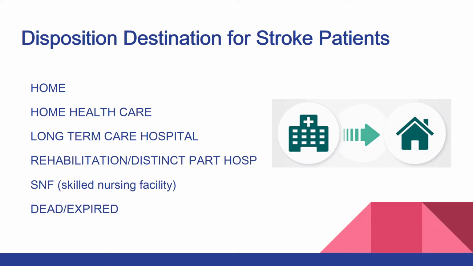Our goal is to predict the disposition destination for stroke patients using information available in MIMIC during the first 24 hours after patient admission. Possible destinations include home or home health care, meaning home with outpatient therapy referral or home health aide. Also, long-term care hospital, rehabilitation or distinct part of the hospital, SNF, which stands for Skilled Nursing Facility, or DAD. As some patients need referrals to rehabilitation or special care, from the hospital's perspective, it is necessary to identify their disposition destination early on.